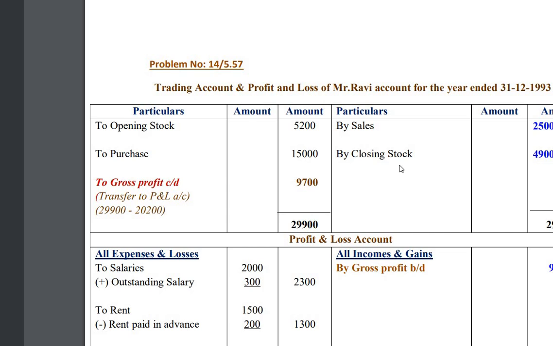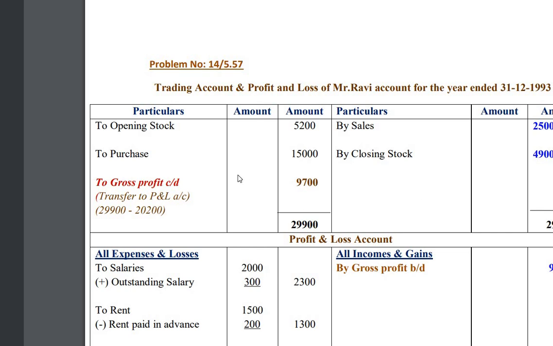First of all, here we are going to prepare the trading account. After the preparation of the trading account, we are going to prepare the profit and loss account and then the balance sheet. Now, the first one, the trading account. The trading account starts with opening stock. To opening stock, 5,200. The next one, to purchase, 15,000. Then on the credit side of the trading account, by sales, 25,000, and by closing stock, 49,000.